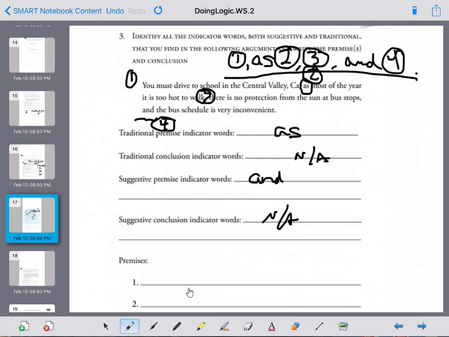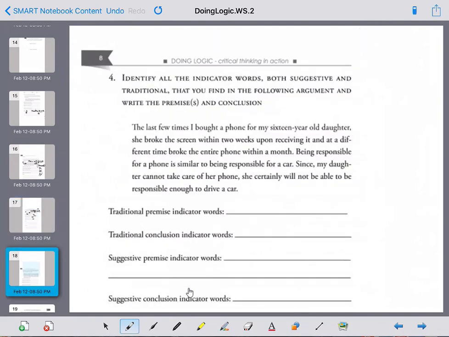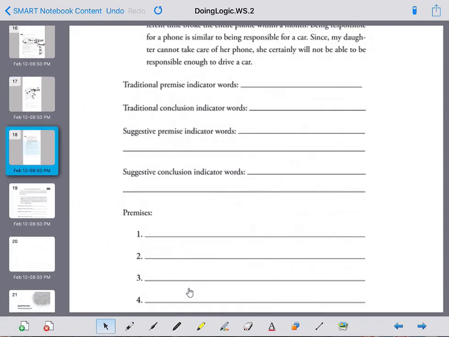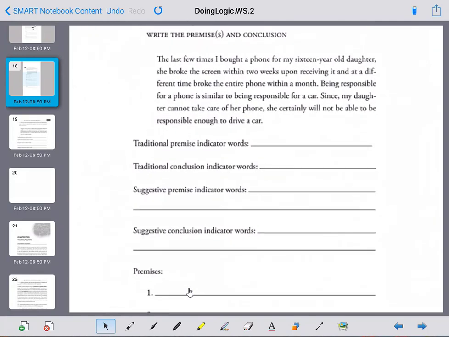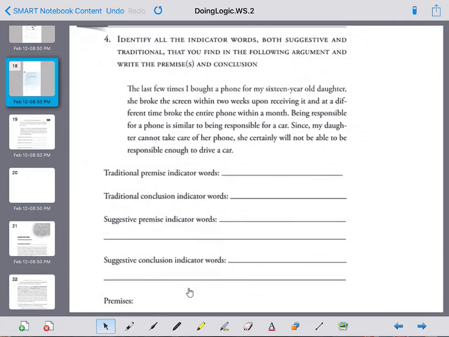I wish I could just go back one. What does that do? Oops, that doesn't help me. Like I said, I'm getting used to this. Maybe I won't circle the numbers. Let's try this. I have statement 1, statement 2, statement 3, statement 4, and statement 5. So I have 5 statements.